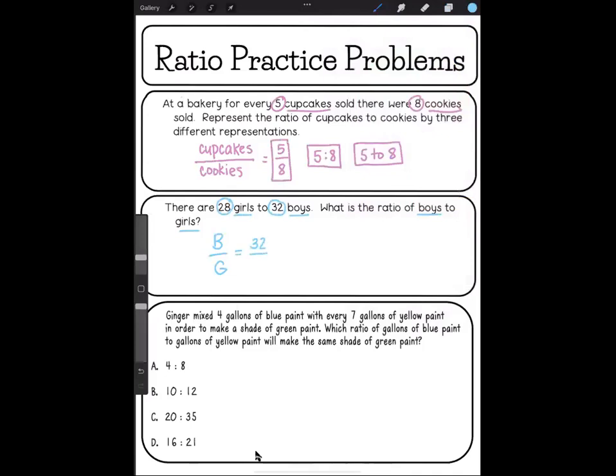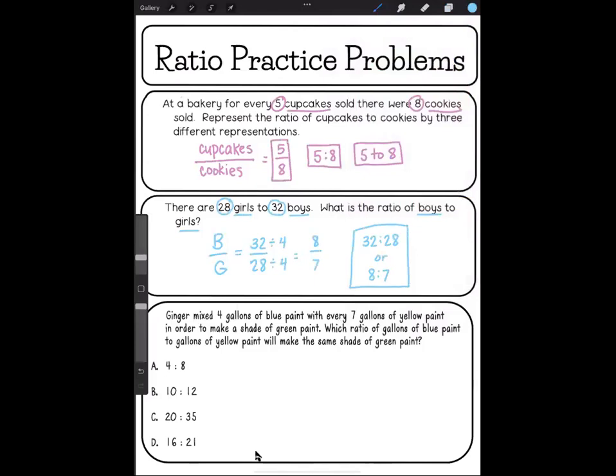32 boys, 28 girls. We could stop there, but it didn't say to simplify, but we can simplify, so I do want to show you that really quick. So a number that goes into both of those is 4. 4 goes into 32 8 times, and 4 goes into 28 7 times. So the ratio of boys to girls is either, we could write it as 32 to 28, or we could write it as 8 to 7, because those are equivalent ratios.